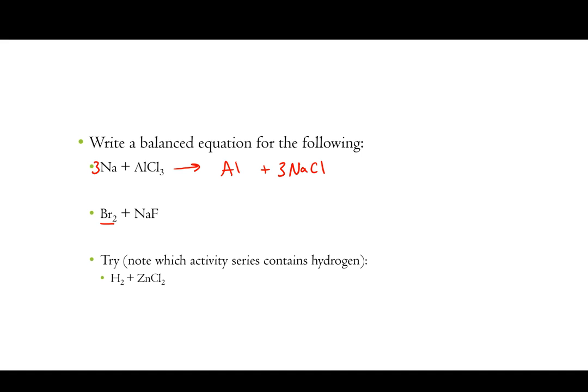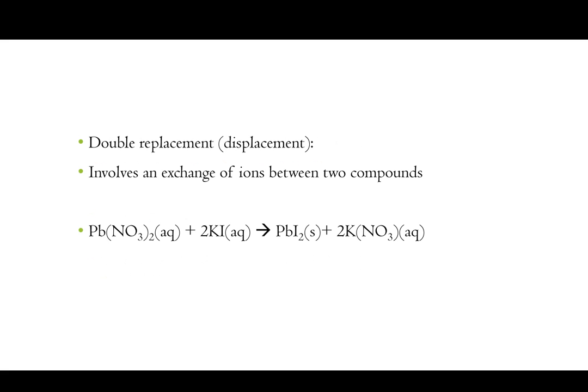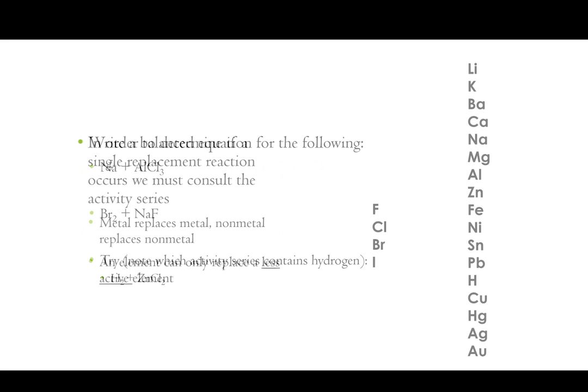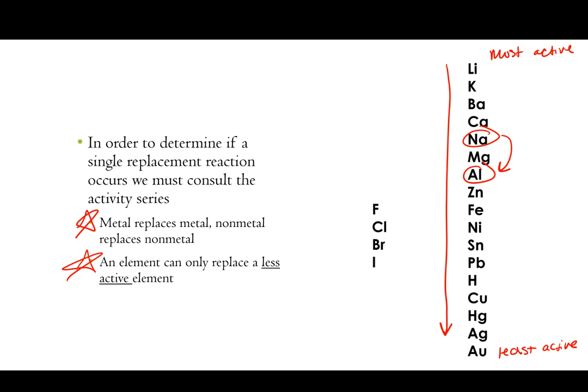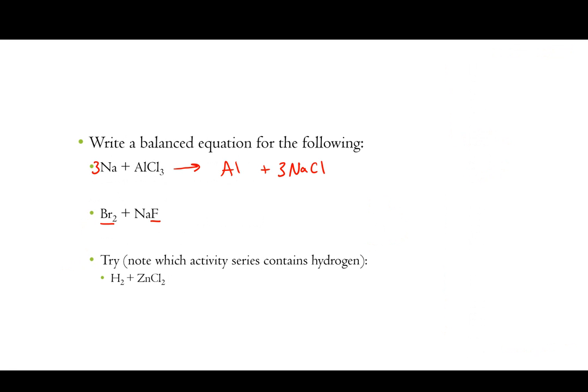In the second example, we have bromine. Bromine's a non-metal, so bromine is going to try to replace fluorine because fluorine's a non-metal. Non-metal replaces non-metal. So I have to consult the other activity series. Bromine is going to try to replace fluorine. It's going to try to go that way. You can't do that. So if that occurs, if something's trying to replace something more active than it, there's just no reaction that occurs. And so that is what you would write.